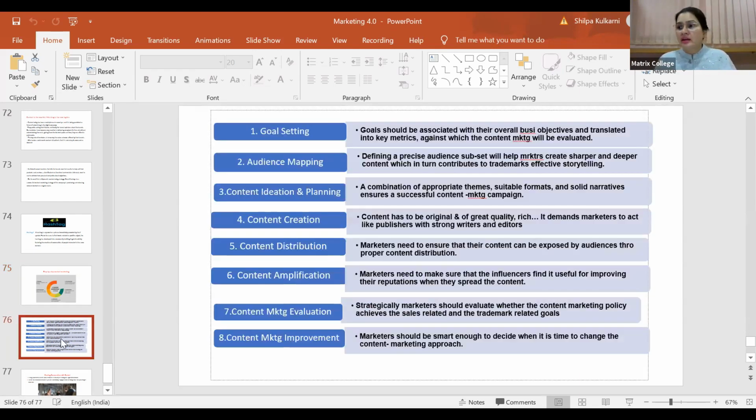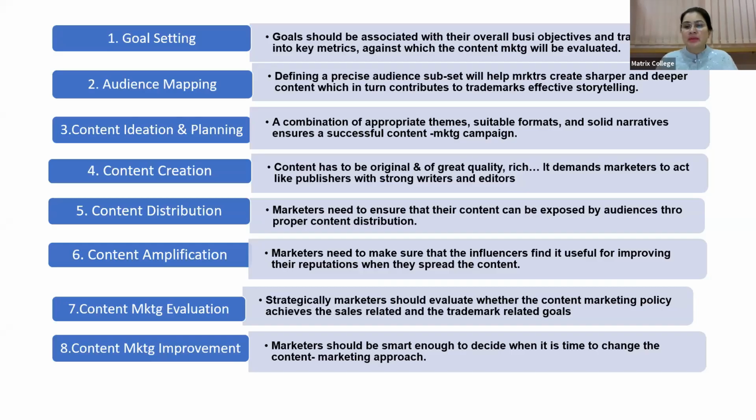Marketers should define their goals very clearly. I hope you can see my slide very clearly. So there are 8 steps in it. Without proper objectives in place, marketers might become lost when they dive deep into content creation and distribution. Their goals should be associated with their overall business objectives and translated into metrics against which the content marketing will be evaluated.